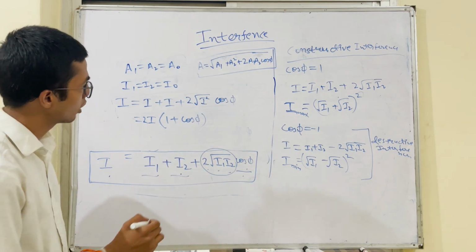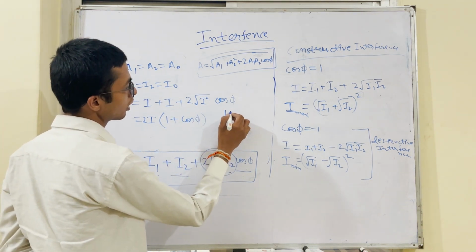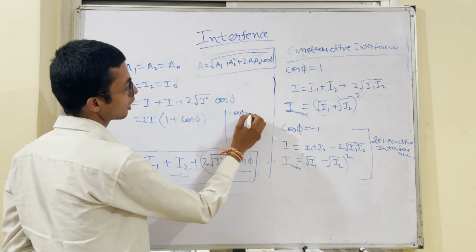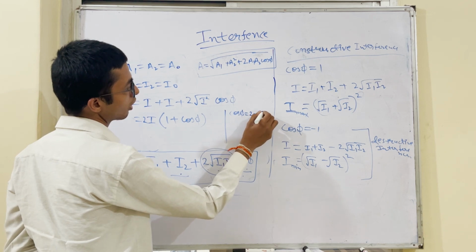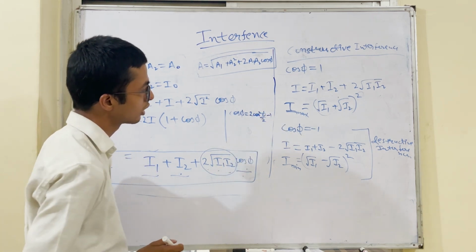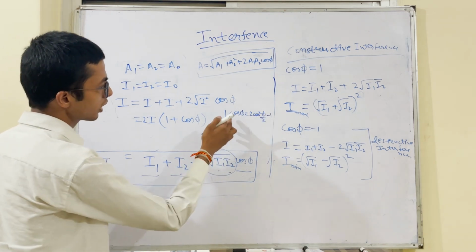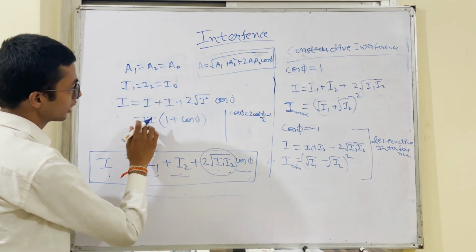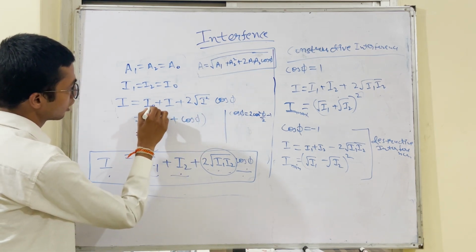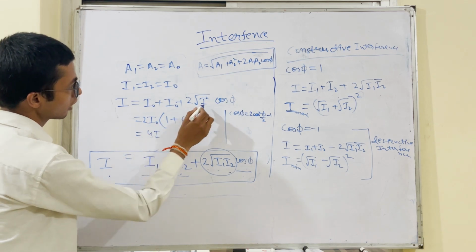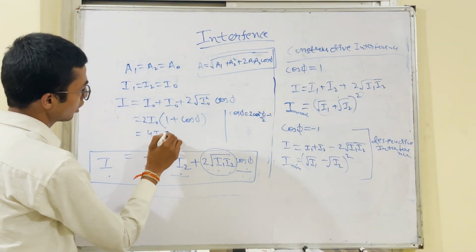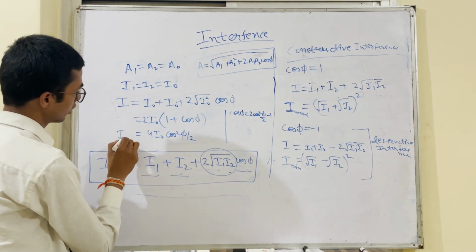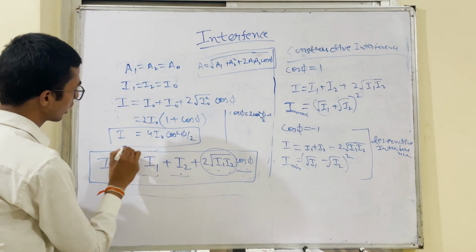Correct? So from here the I will come as common, 2 also comes as common, 1 plus cos phi. And I know that the formula of cos phi is 2 cos square phi by 2 minus 1. So 1 plus cos phi I can write as 2 cos square phi by 2. So this will come as 2 multiplied by 2, I0 cos square phi by 2. So the resultant intensity will come as this.